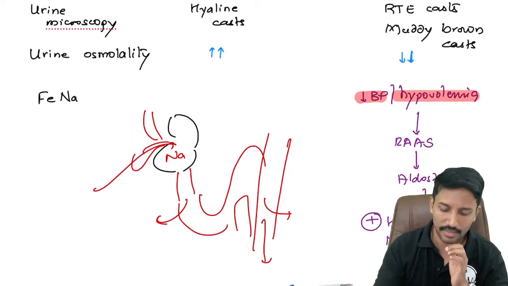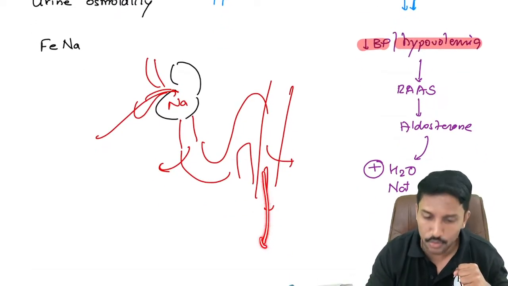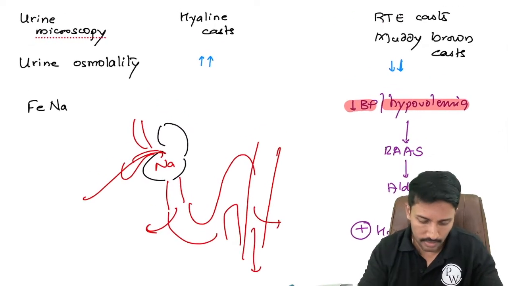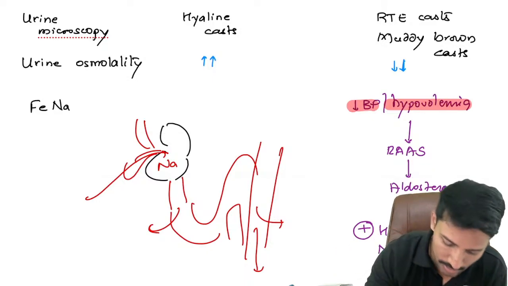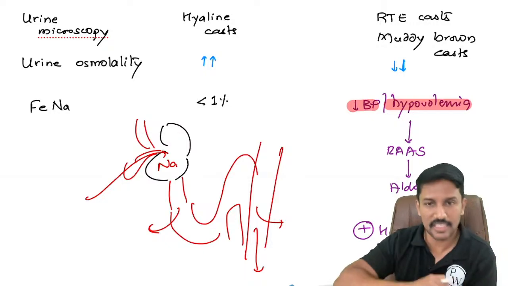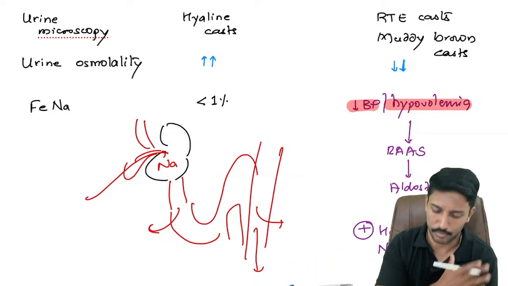So if I have pre-renal AKI, what will happen? I will reabsorb most of the sodium. So the amount of sodium I excrete in urine will be less. My urine sodium is going to be low, right? Thus the percentage of sodium excreted will be low. So the number here is less than 1%. I'm excreting less than 1%, and reabsorbing more than 99%.